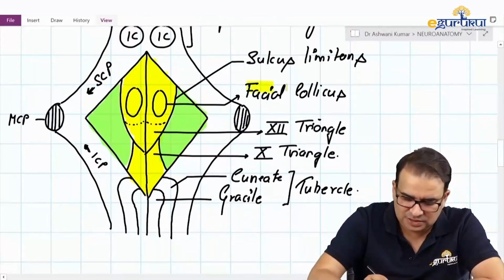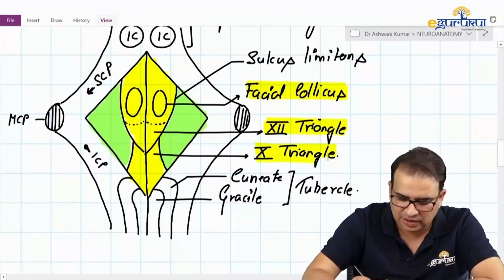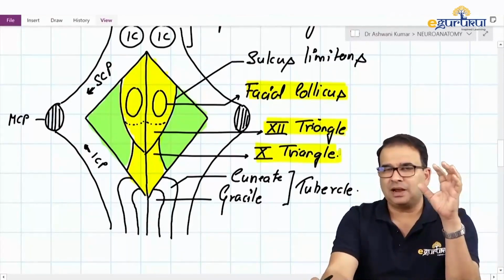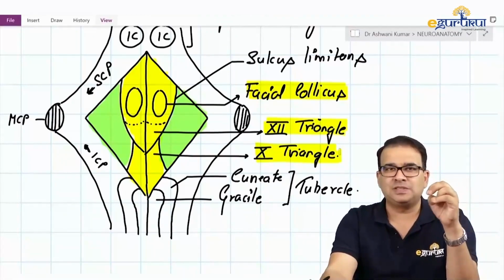So look at these three elevations. I'm trying to use the same color: that is the facial colliculus, the hypoglossal triangle and the vagal triangle. And we said, what is common between them? They are all developing in the basal plate. So you have to have a motor nucleus present deep to them.